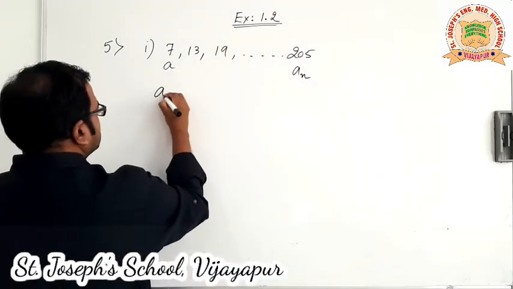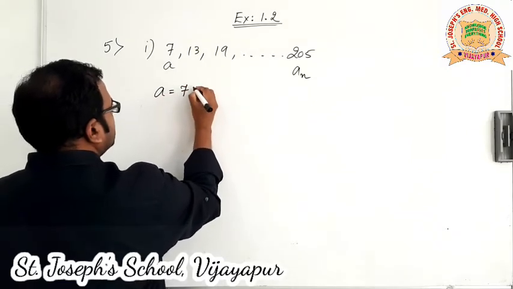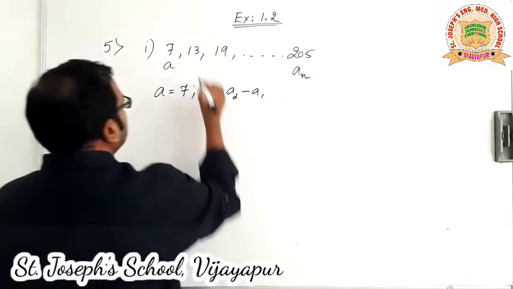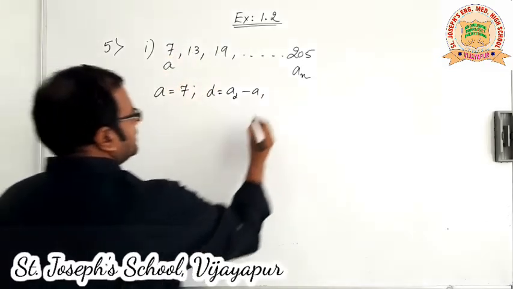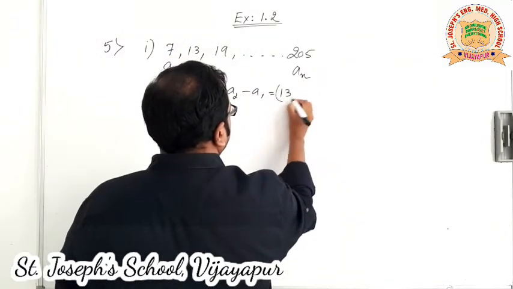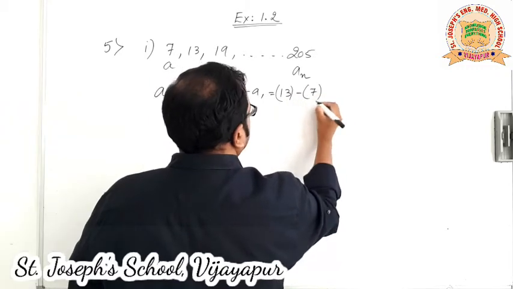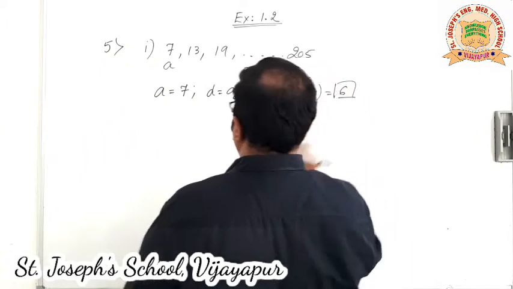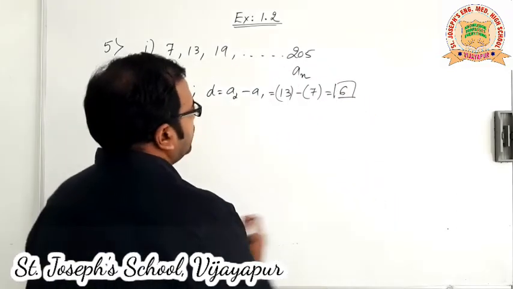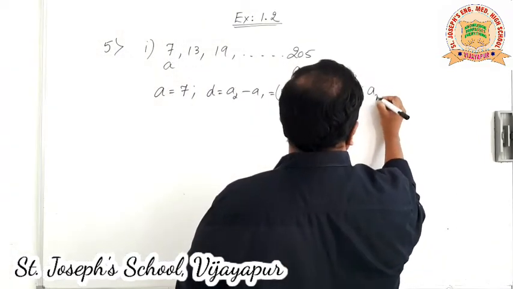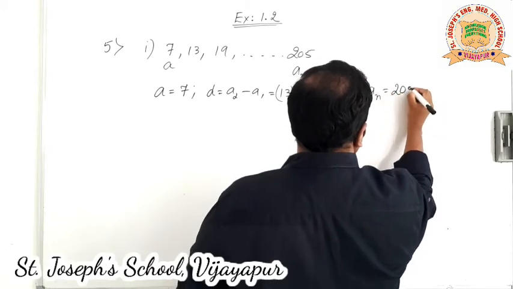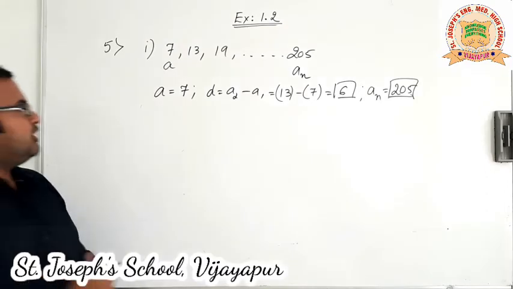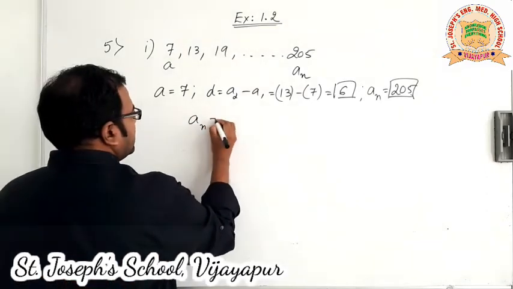Let us start with things that we know first. A is equal to 7. D is equal to A2 minus A1. A2 is 13. A1 is 7. So 13 minus 7, which is equal to 6. So we got D value here. Now we also know AN value. AN is equal to 205. Using the AN formula, we can find out n value.